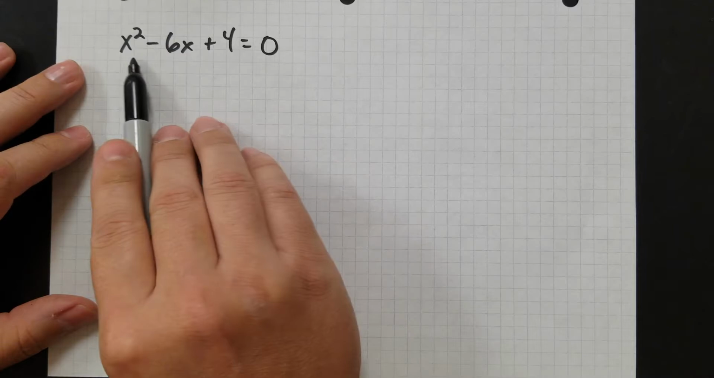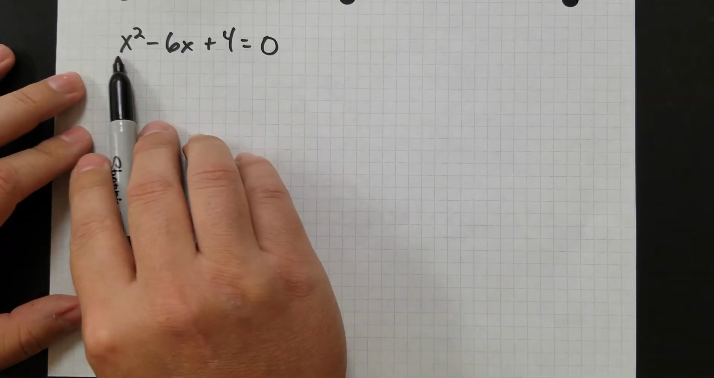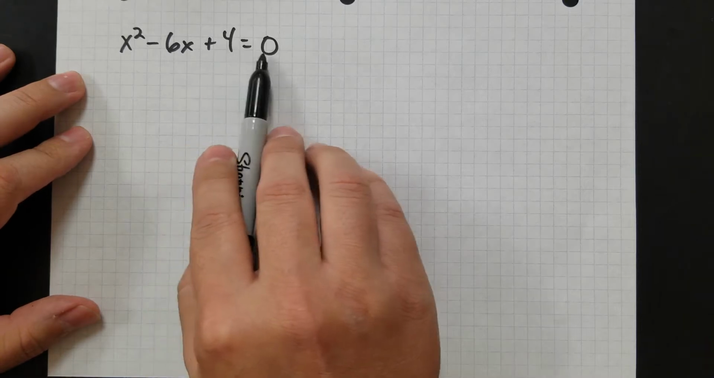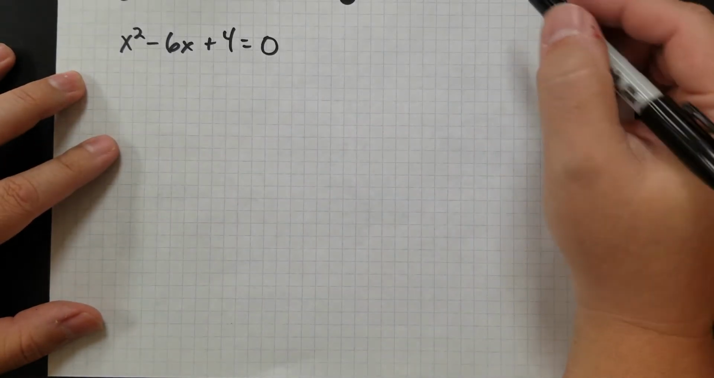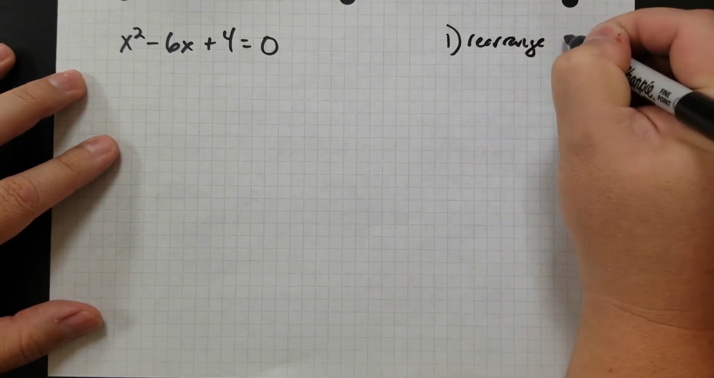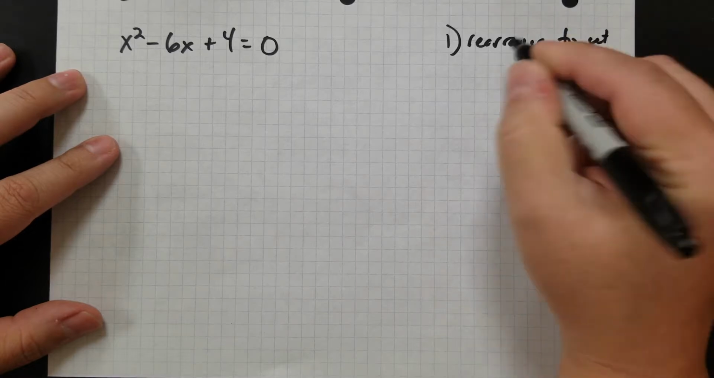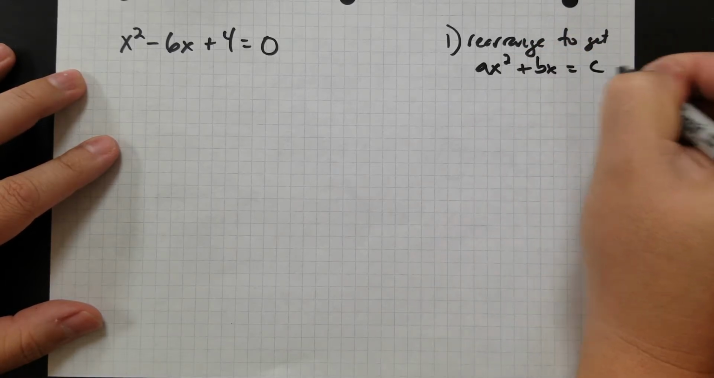So I think this is a polynomial, right? Let's say you have something like this. It's a quadratic, because x squared minus 6x plus a constant gives you 0. We're trying to solve these by completing the square. The first step is to rearrange to get ax squared plus bx equals some constant.